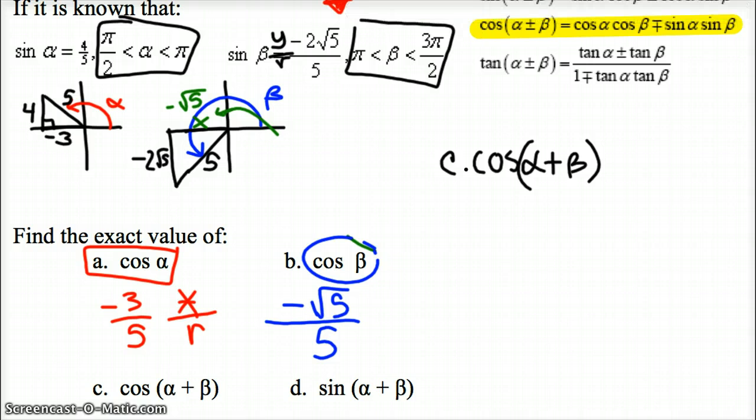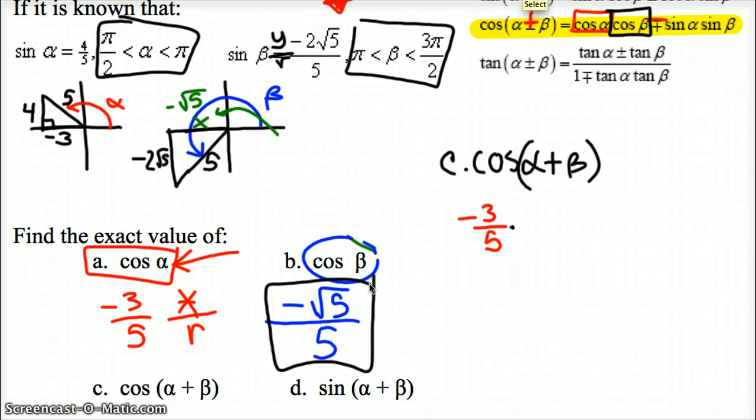So it looks like, since I'm adding, I'm going to subtract these 2 quantities. So I need to do cosine of alpha. Cosine of alpha is here. So in this case, it's -3 over 5 times the cosine of beta. That's the next piece. So times the cosine of beta, which we saw was negative square root of 5 over 5.